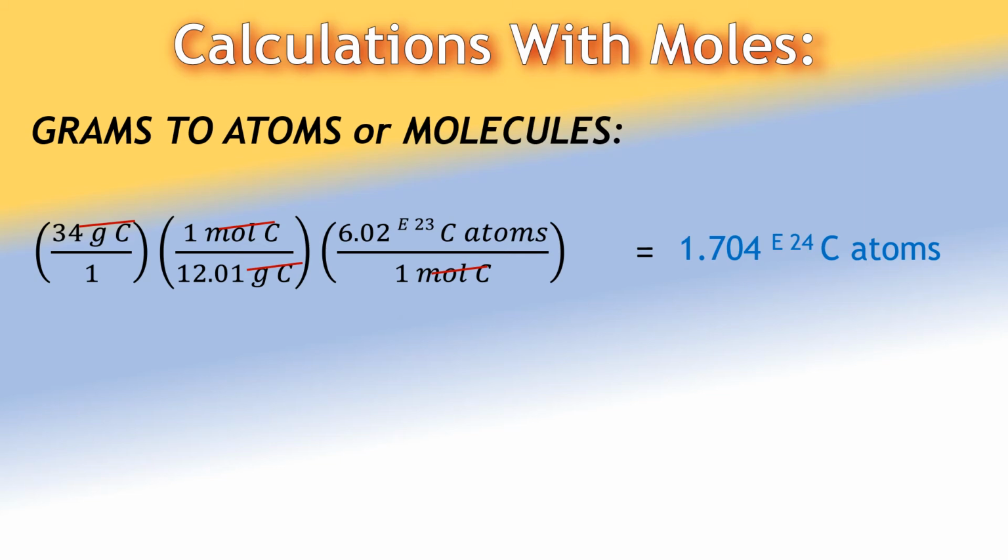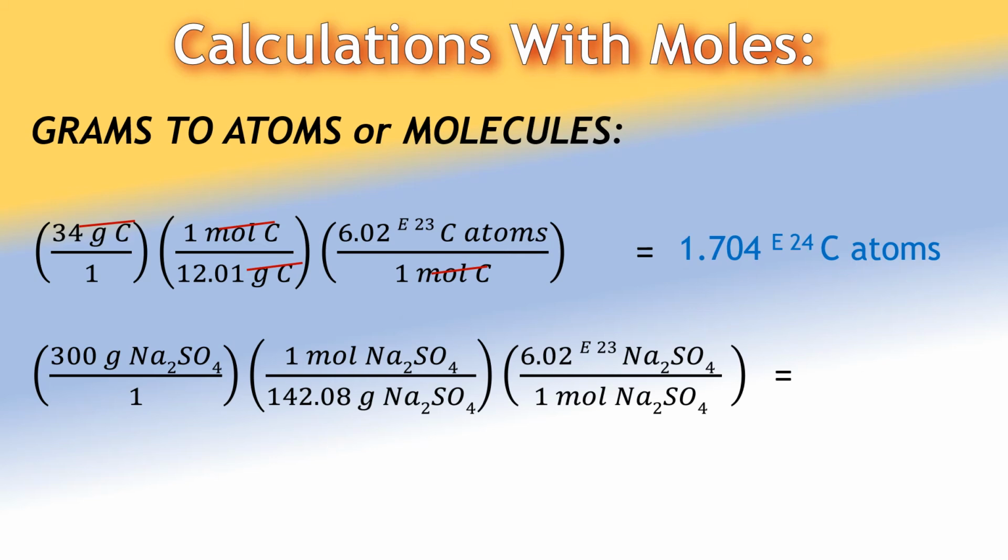We can extend this idea to a compound. Here again, we're going to use sodium sulfate. We're going to say we have 300 grams of sodium sulfate, and we write it over 1 as a fraction inside parentheses like we always do. And we're going to take the molar mass of that substance.